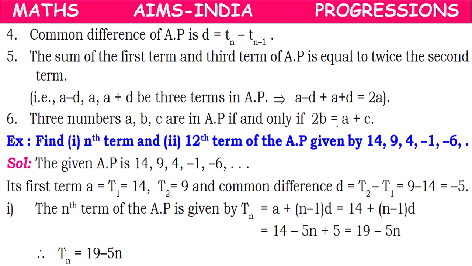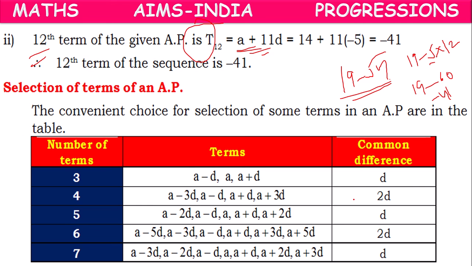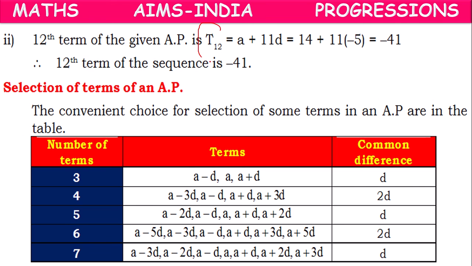So with the help of the nth term, we can find it directly, that is one method. Or T12, the 12th term, means a plus 11d, 14 plus 11 into the common difference, which is minus 5. Like this also we can simplify and get the value as minus 41.